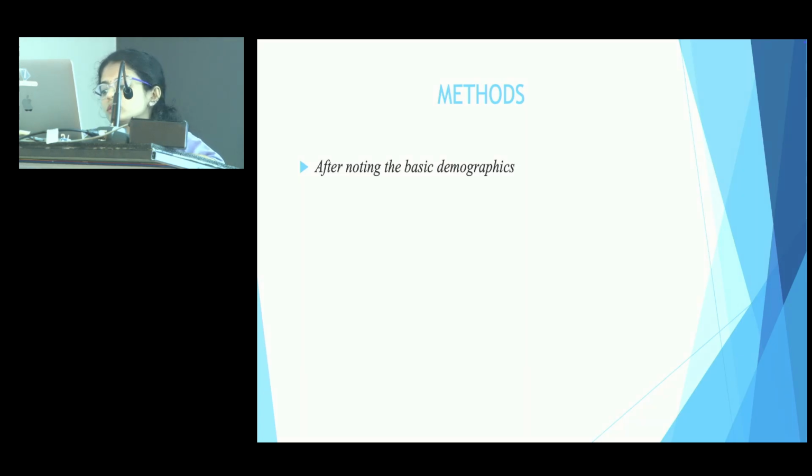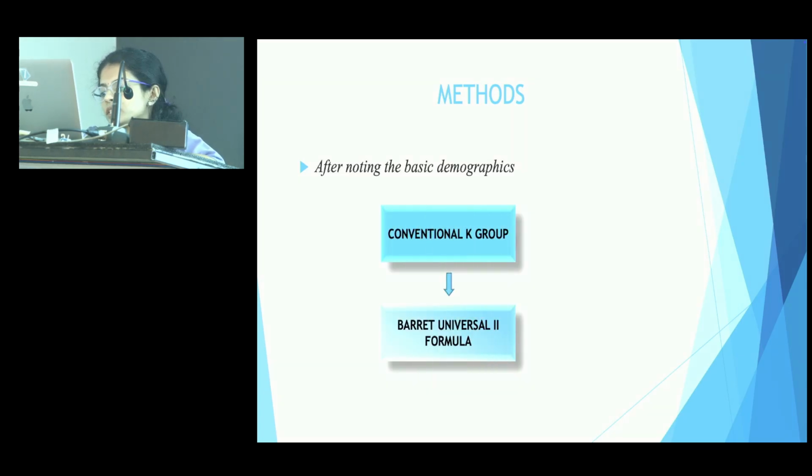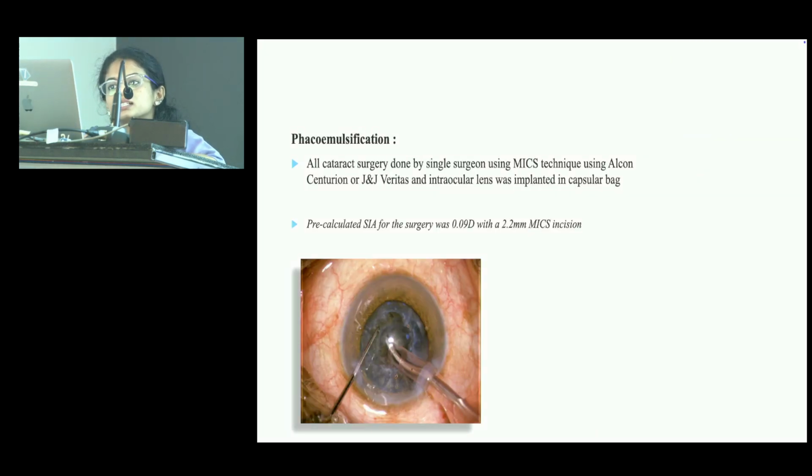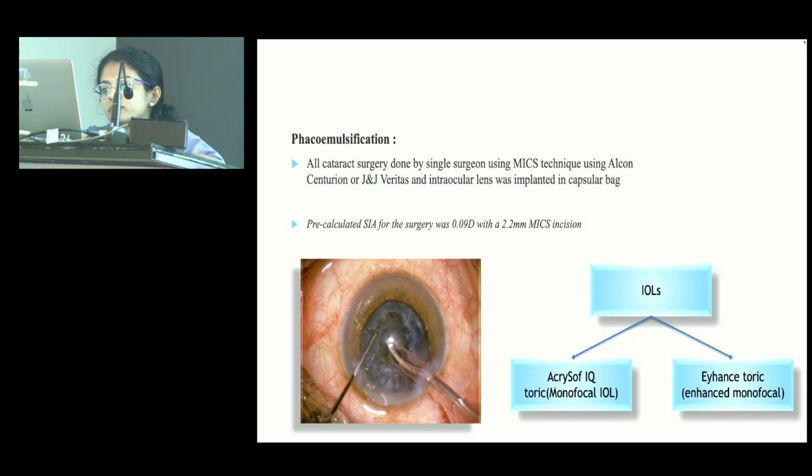So after noting all the basic demographics, we divided the patients into two groups. One is the conventional keratometry group, where we calculate the IOL power using the Barrett Universal 2 formula. The other is the total keratometry group, where we calculate the IOL power using the Barrett TK formula. All cataract surgeries were performed by a single surgeon using the MICS technique, and we used Alcon Centurion or J&J Veritas phacoemulsification machines, and the IOLs implanted were AcrySof IQ toric and Eyehance toric IOL.